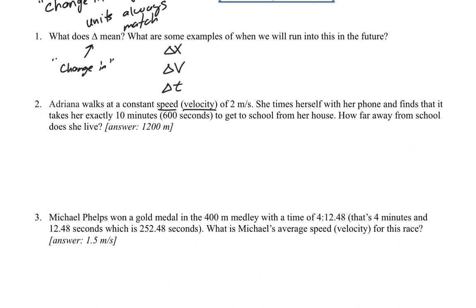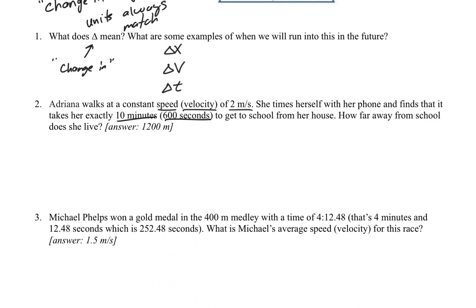So, Adriana walks with a constant velocity of 2 meters per second. She times herself with her phone and finds that it takes her exactly 10 minutes, which is 600 seconds. So we did the conversion for you. 10 minutes is the same as 600 seconds to get to school from her house. How far away from school does she live?